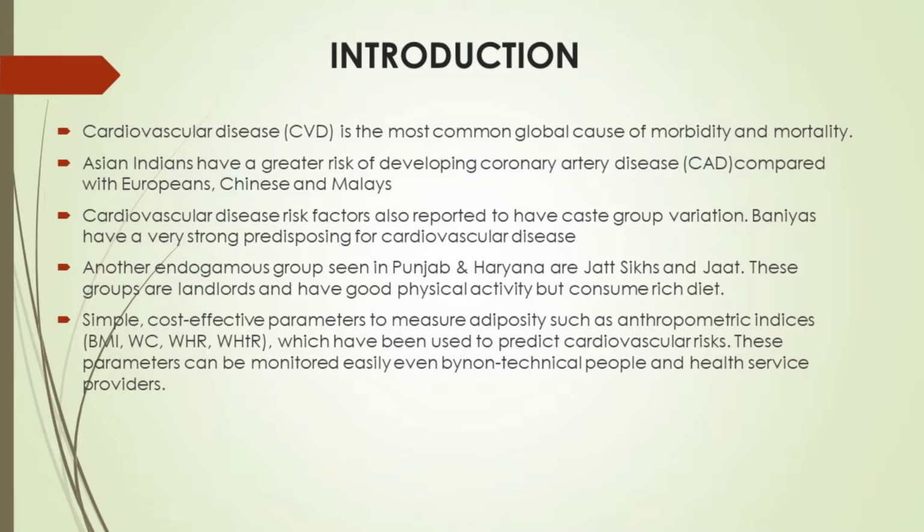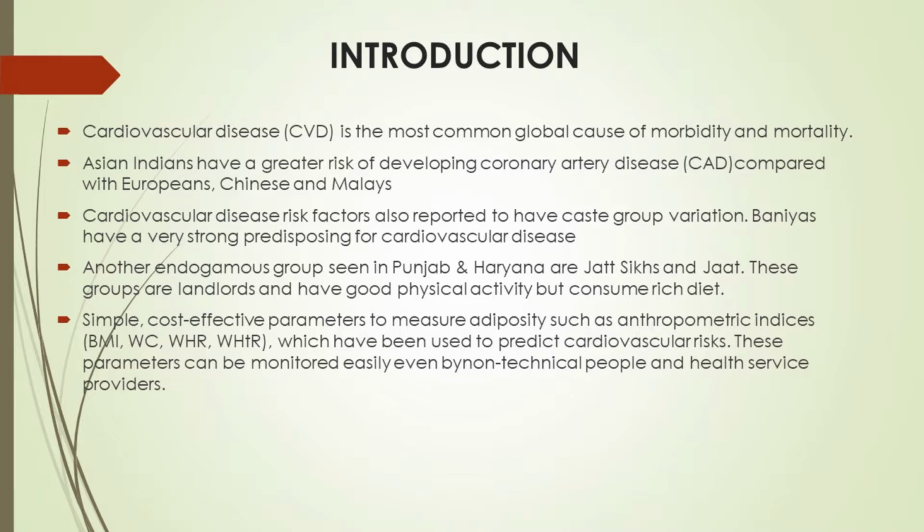Cardiovascular disease is the most common global cause of morbidity and mortality. We already know that. Among them, Indians have a greater risk of developing coronary artery disease compared with Europeans and the Chinese. Among Indians, there is a specific caste group variation, where castes such as the Baniyas and other endogamous groups such as the Jatts and Sikhs, who are basically landlords in the Punjab and Haryana states, have a greater predisposition for cardiovascular disease.